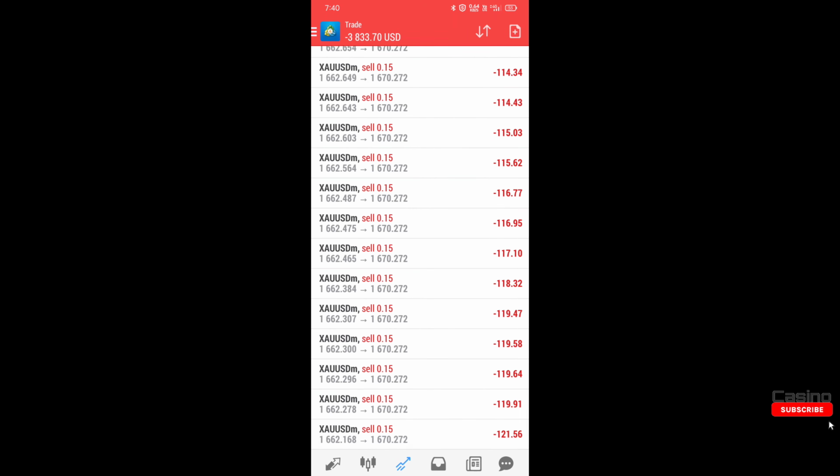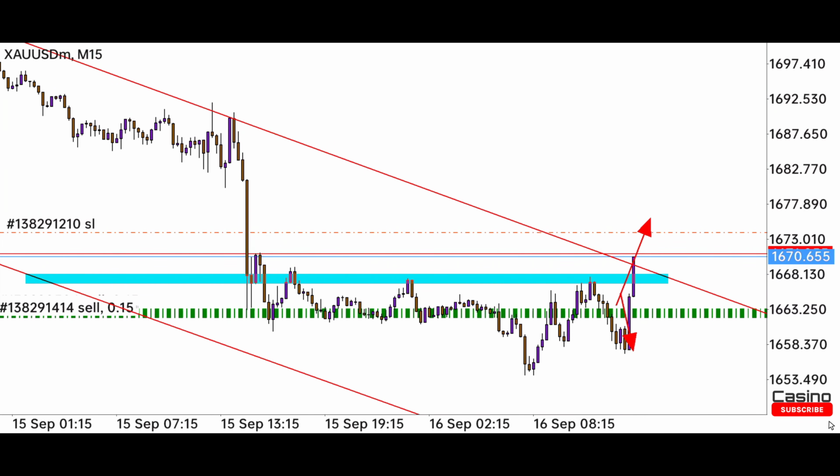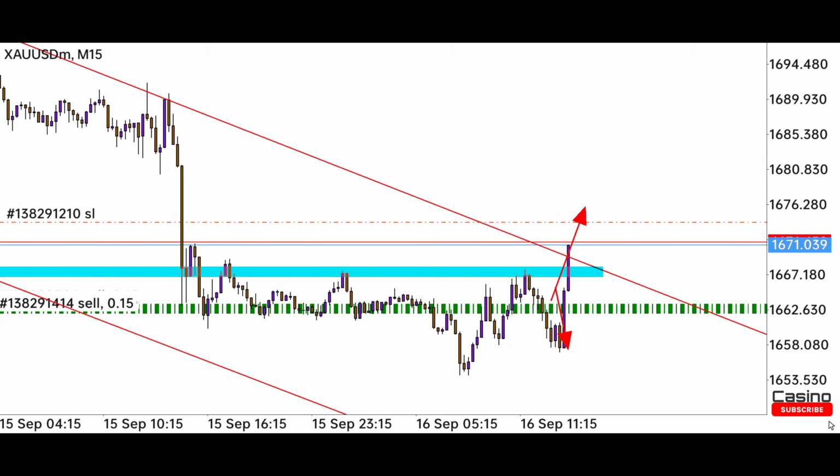The market is going against us. It will hit the stop loss. The market is breaking our trend line. This setup failed, but we got to see a trend line breakout. Guys, let me tell you that anything can happen in the market. There is no 100% certainty here.